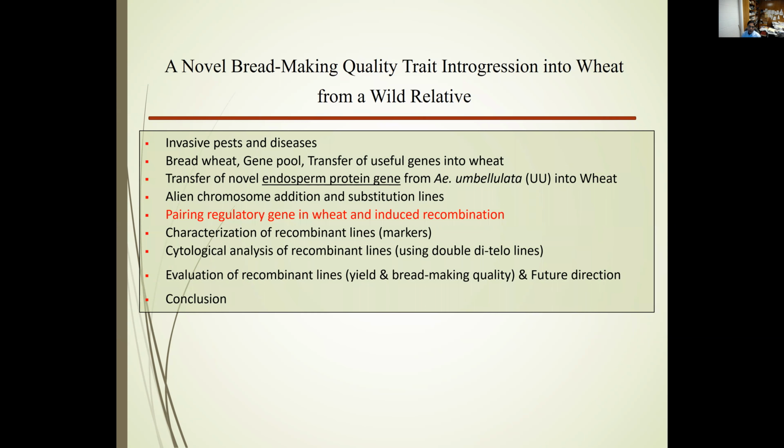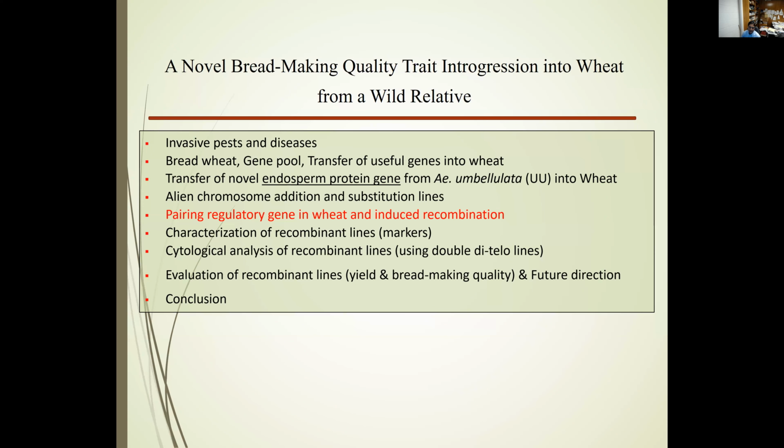I will touch base on the invasive pests and diseases, the bread wheat gene pool, and gene transfer, and how we could transport that novel endosperm protein gene from a wild relative into wheat, and how we develop the substitution line and addition line, and how we could achieve that doing the induced recombination using the 5B system. As you know, 5B contains the pairing regulatory gene that keeps all three genomes A, B, and D intact.